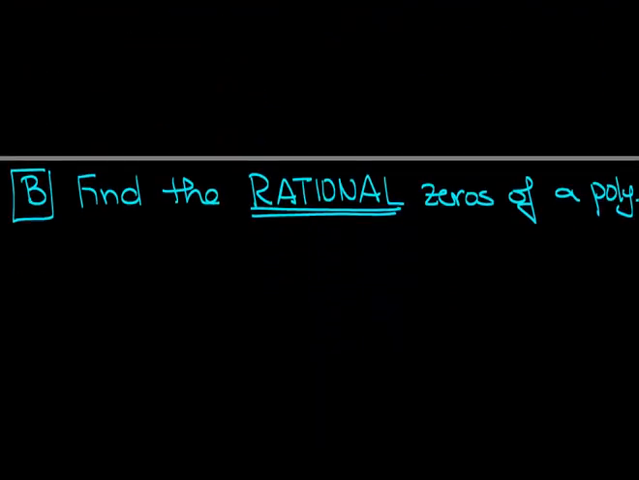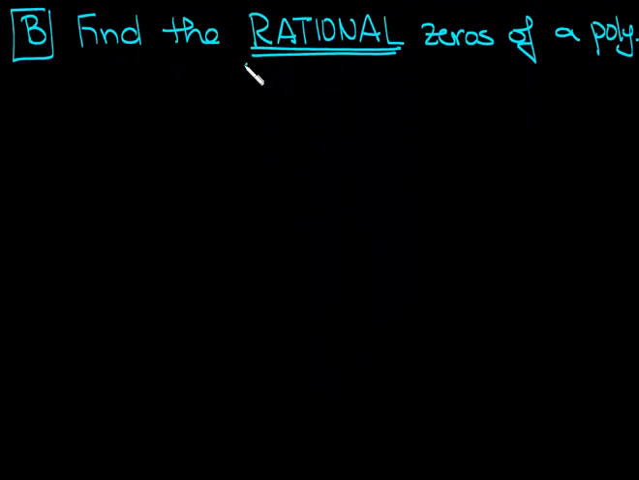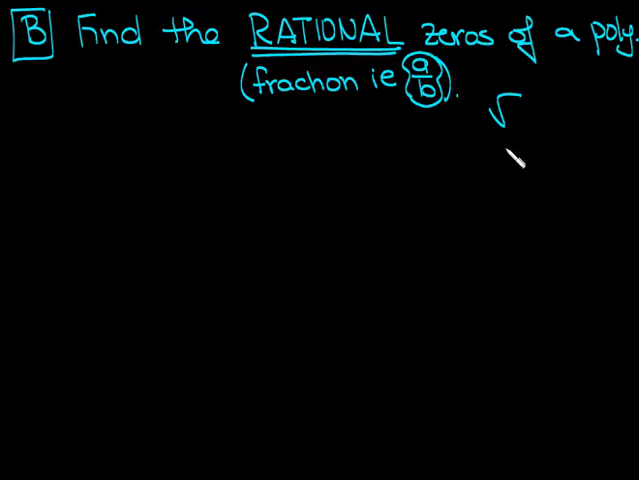So let me quickly remind you what a rational number is. A rational number is anything that can be written as a fraction. That is anything that can be written as a over b, where b can be 1. Okay, so anything that can be written as a fraction is a rational number. So this method will only let us find zeros that look like this. So if you have a zero that has a square root, it's not going to do that. Okay, so just bear that in mind.